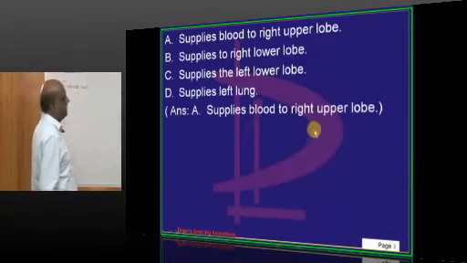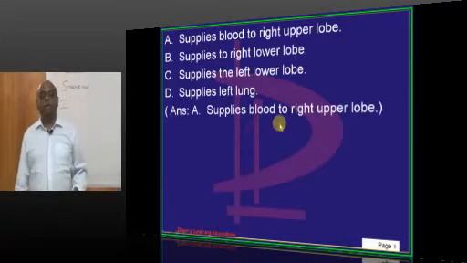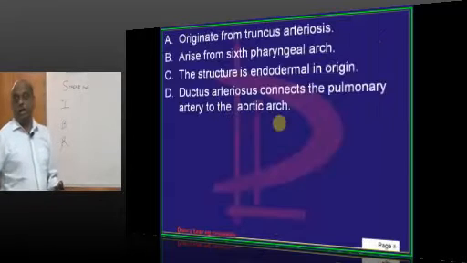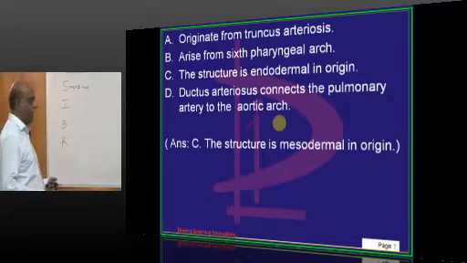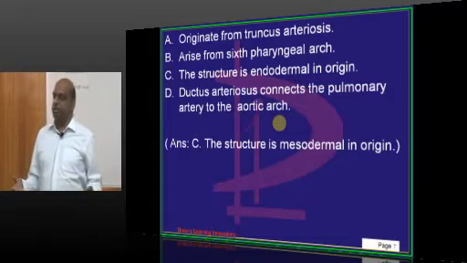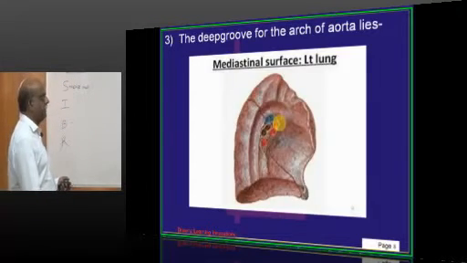Truncus arteriosus, what does it supply? It supplies the right upper lobe. Then with regard to the development of the pulmonary artery, it is mesodermal in origin, not endodermal.